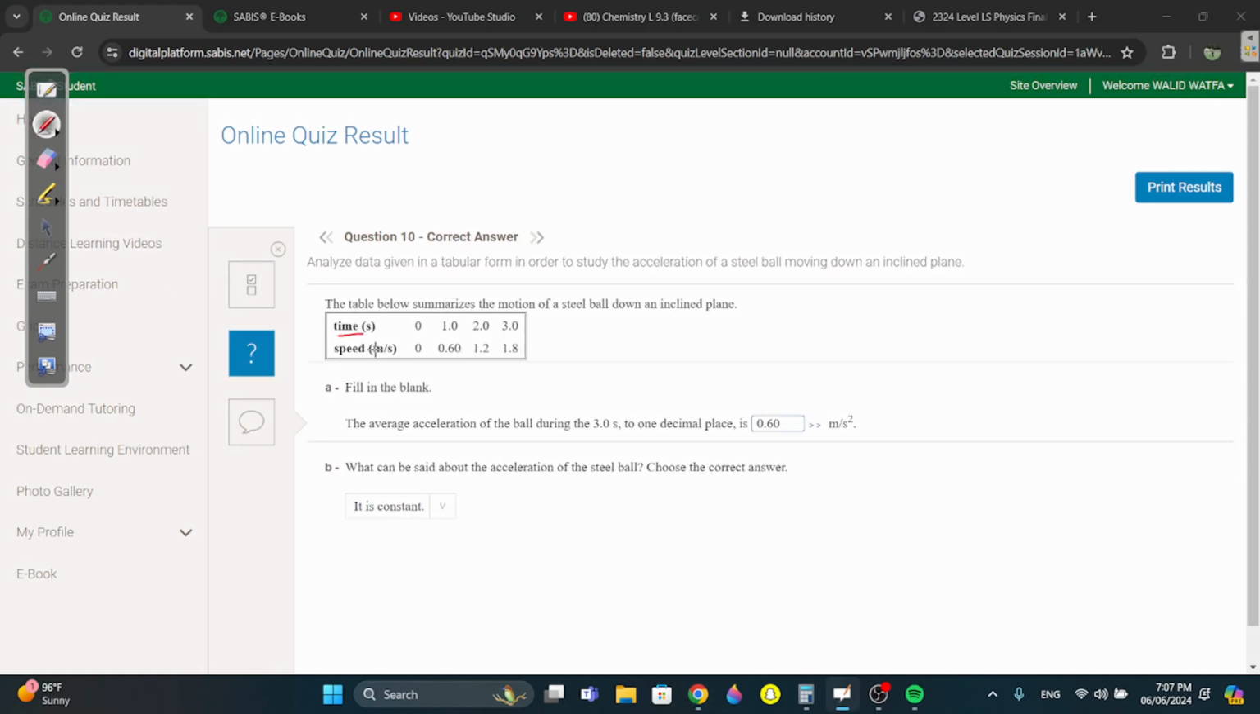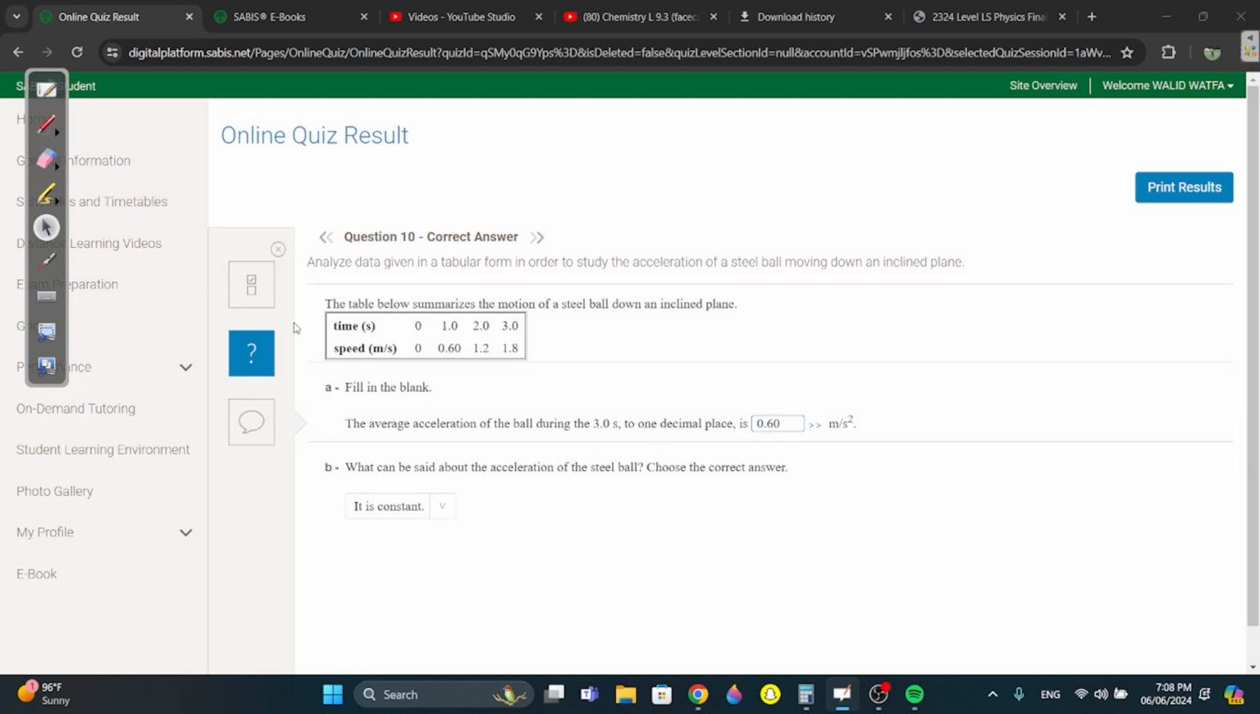Question 10. They give you time and speed. The average acceleration during the 3 seconds. How do you find average acceleration? Again, delta v divided by t, final velocity v final minus v initial over time. The final velocity here at time 3 is 1.8, minus initial velocity which is 0, divided by the time taken, we're taking 3 seconds. So 1.8 divided by 3 is 0.6. It's going to be 0.6. They said to one decimal place. I don't know why they put it like that.